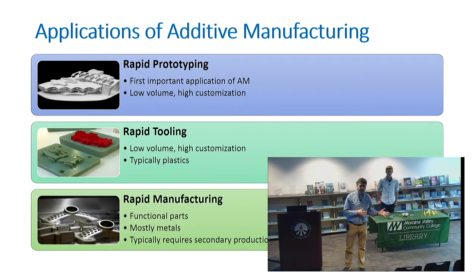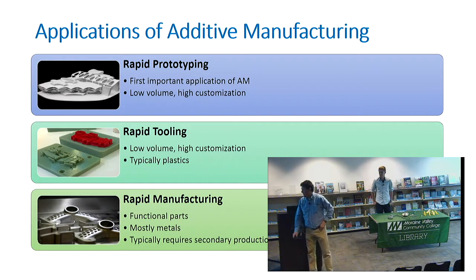Rapid tooling is where we use 3D printing and additive manufacturing to print tools for manufacturing. Tools could include molds and dies. They could include jigs and fixtures. Oftentimes, rapid tooling is done with plastic parts. And so actually, rapid prototyping and rapid tooling were the first true industrial applications of 3D printing. And now we're at the new age of rapid manufacturing.